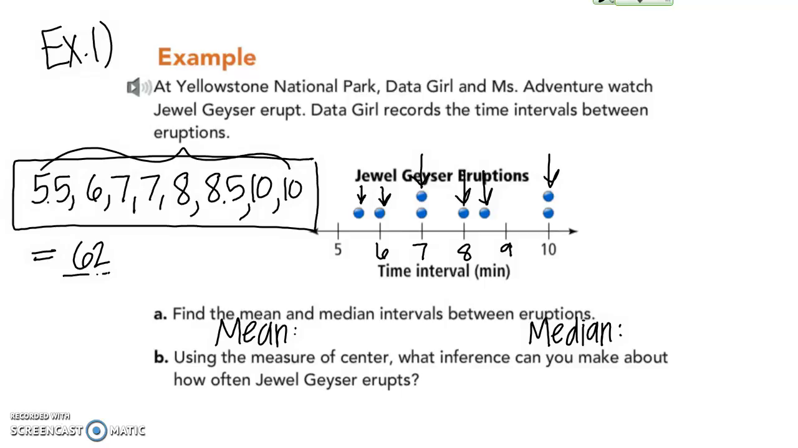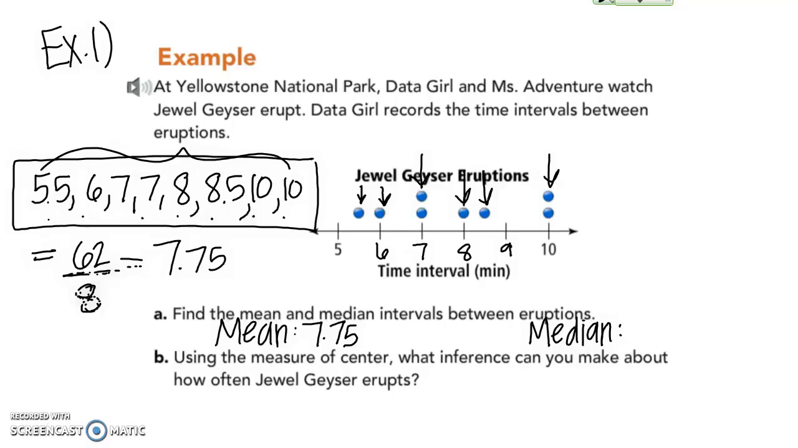Now I have to divide by the number of numbers in my data set. So I have 1, 2, 3, 4, 5, 6, 7, 8. I have 8 numbers in my data set. So I'm going to do 62 divided by 8. When I punch that in the calculator, 62 divided by 8 gives me 7.75. So the mean of my data set is 7.75. Okay? Next, they want me to find the median.